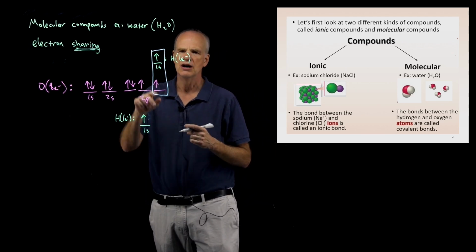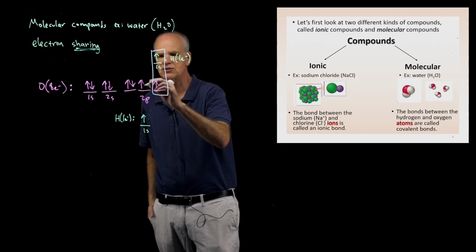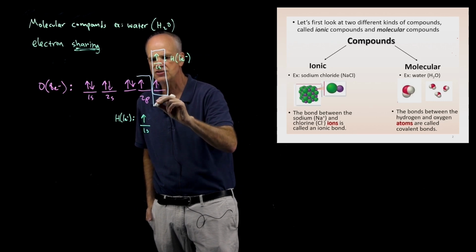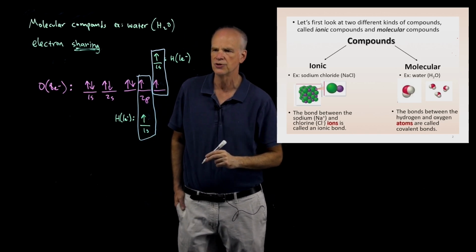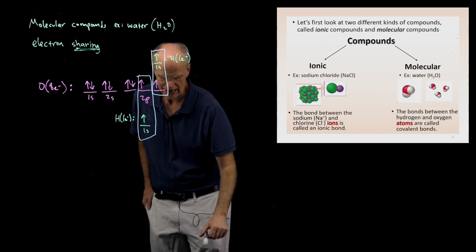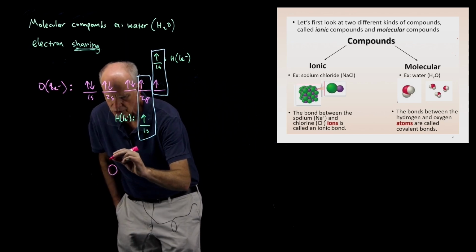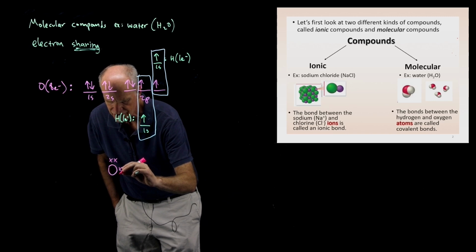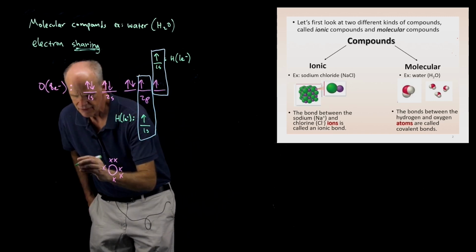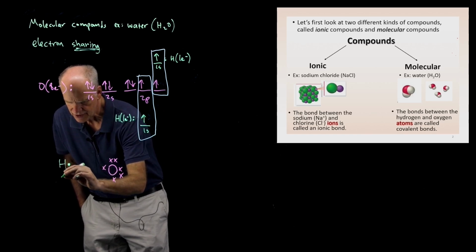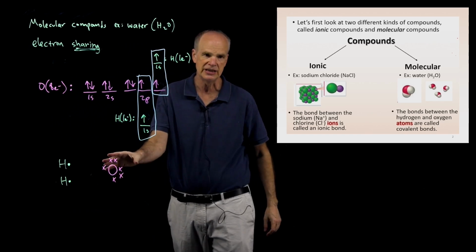I indicate electron sharing by putting a box between the orbitals of the different atoms that are sharing these electrons. And so the other oxygen-hydrogen bond occurs by sharing of the electrons in these two orbitals. Let's draw an electron dot picture of what's going on. It looks kind of like this. We have oxygen here, and to start with, we have six valence electrons like this. And then we have two hydrogen atoms like this, each with their valence electron. And so we can indicate how water forms.